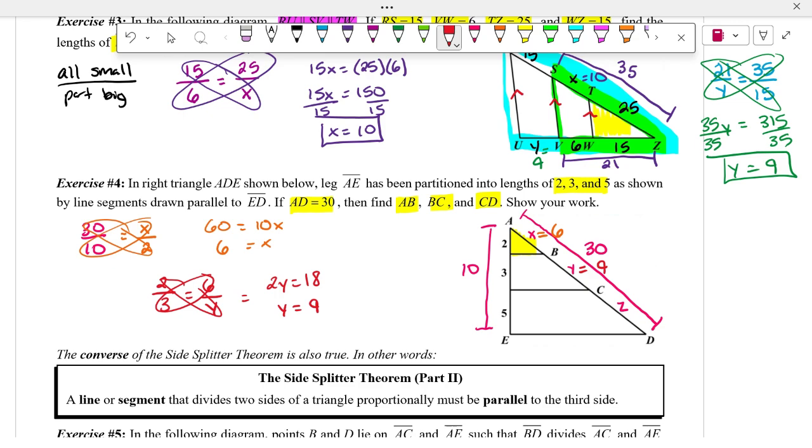Now, I don't even need to do the last one. What can I do to find z? Add 6 and 9, subtract it from 30. So 6 plus 9 is 15, and 30 minus 15 is 15.